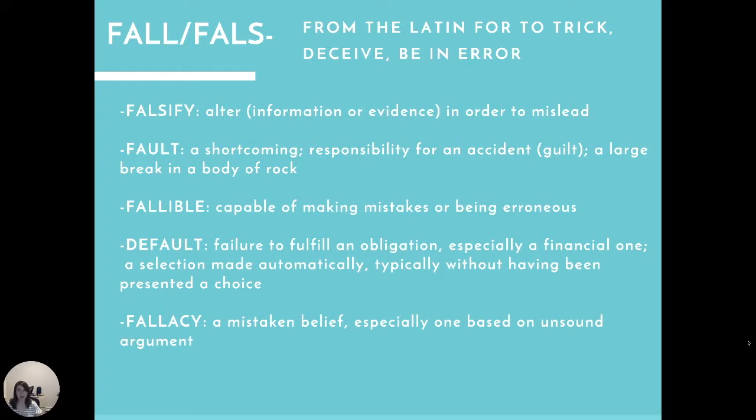Moving right along, our next word is fallible. If you are fallible, you recognize that you're capable of making a mistake. Of course, you can also be not fallible, and you're going to use that prefix in front of it, so that way you get infallible.